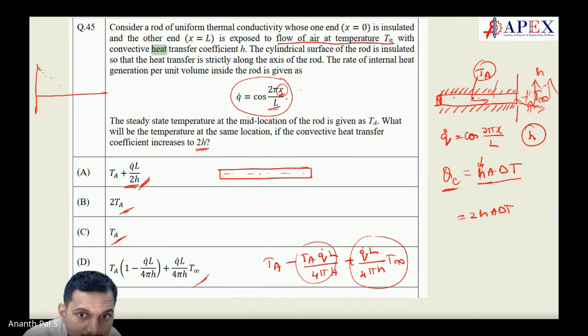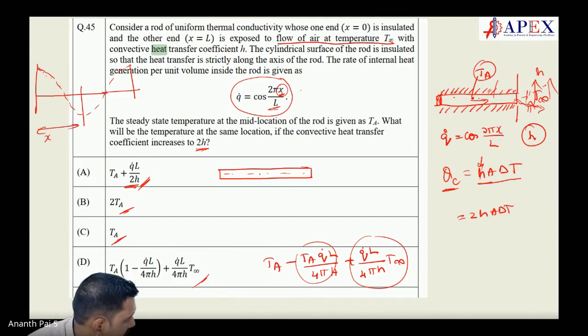Then it goes as 2 pi x by L. So it goes as 2 pi, is it not? Yes. So it will go like this, it will go this way. Is it not? Here, x will be L by 2, so it will be pi. Minus. Yes. This is the heat generation which is happening. Sinusoidal heat generation.